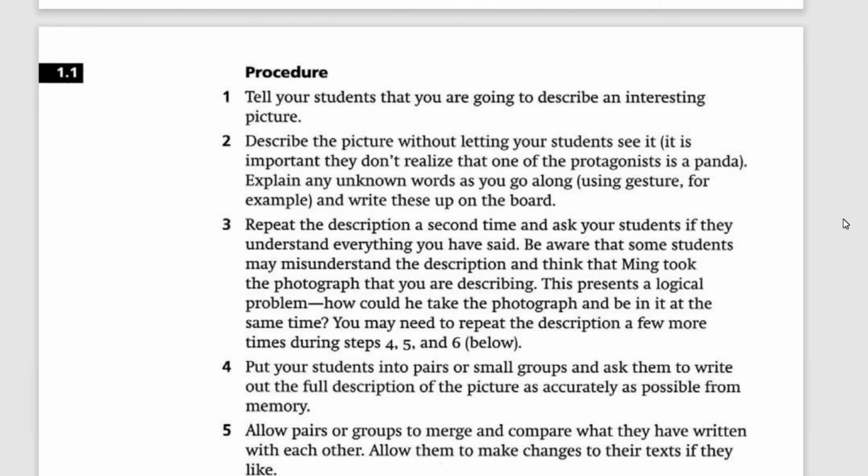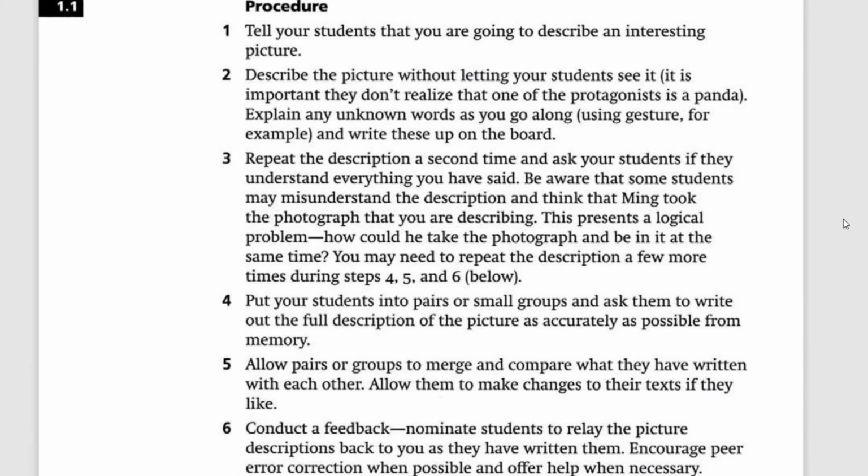Now from there, the students are put into groups or pairs, and they have to write out that description of the picture. So remember, they still have not seen this picture yet, and they try to do it as accurately as they can from memory. And then from there, they are going to be comparing that with other sets of pairs and groups to see what they have written and if they need to make any changes.